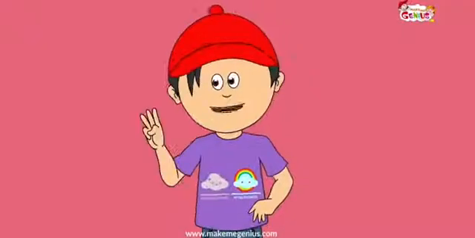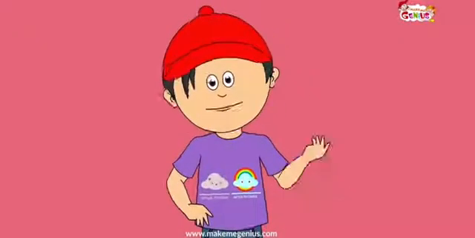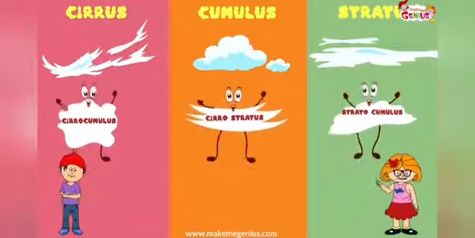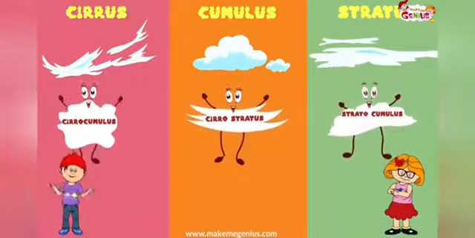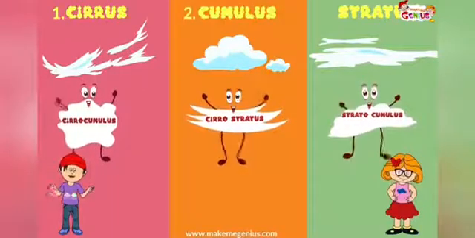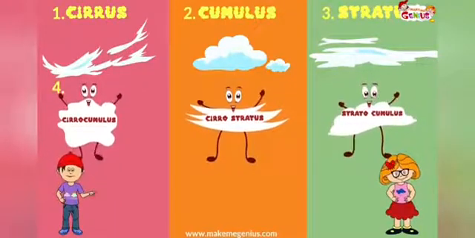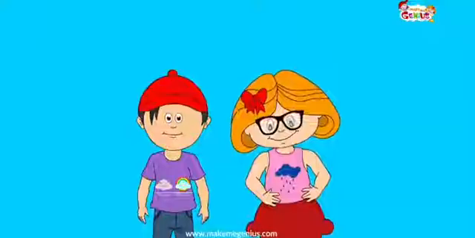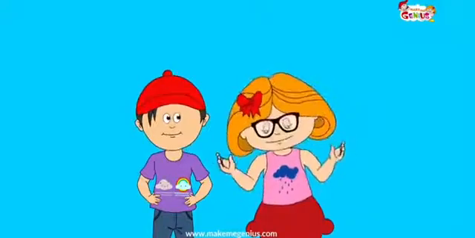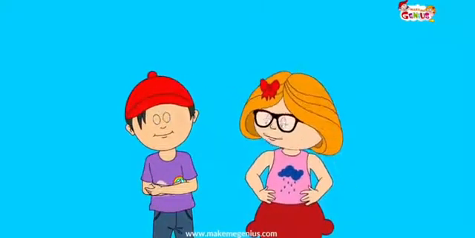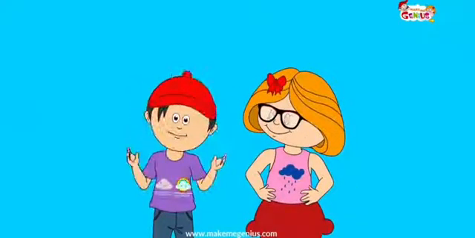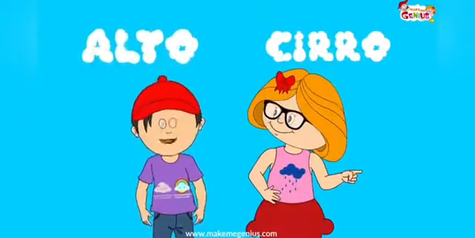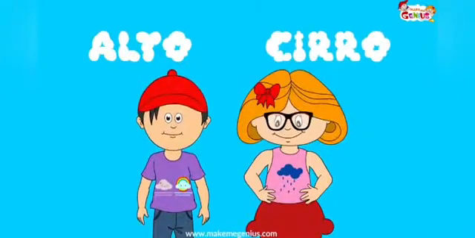So, by remembering only 3 words, I now know 6 types of clouds. Yeah, let's revise again. Let me do it. Cirrus, cumulus, stratus, cirrocumulus, cirrostratus, and stratocumulus. Good. Now is the time to learn about 2 more keywords. I'm ready. Say alto, cirro. Alto, cirro.